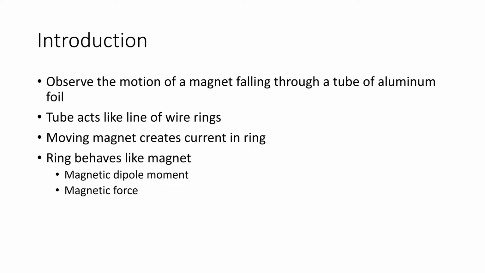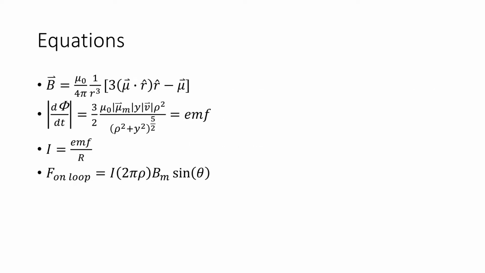In this lab, I analyzed the motion of a magnet falling through a tube of aluminum foil. The tube acts very similarly to a line of wire rings, each being the same diameter and thickness. We learned that for a single ring, a moving magnet induces a current in it. This causes the ring to behave like a second magnet with its own dipole moment and magnetic force that acts on the moving magnet. The goal of this lab was to analyze how these forces from a tube of aluminum foil affect the motion of a falling magnet.